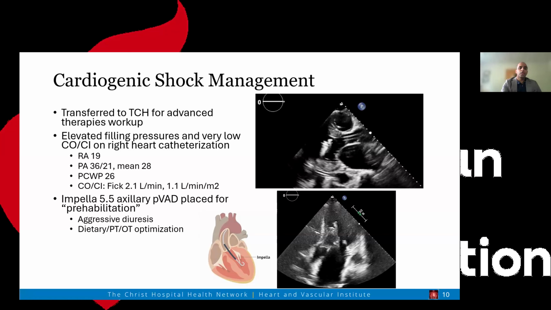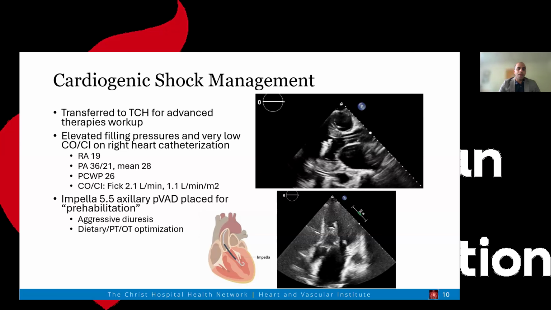In addition, her cardiac output was severely decreased. Her cardiac index was 1.1 liters per minute per meter squared, and anything below 2 is really defined as low output that needs to be treated accordingly. So she was well below that at this point.